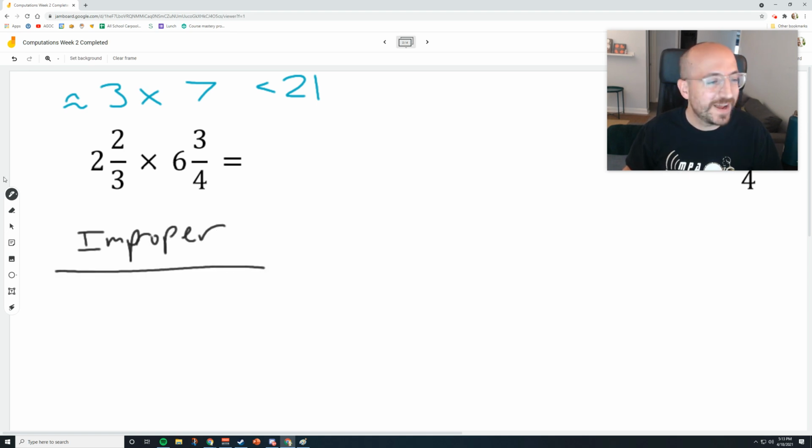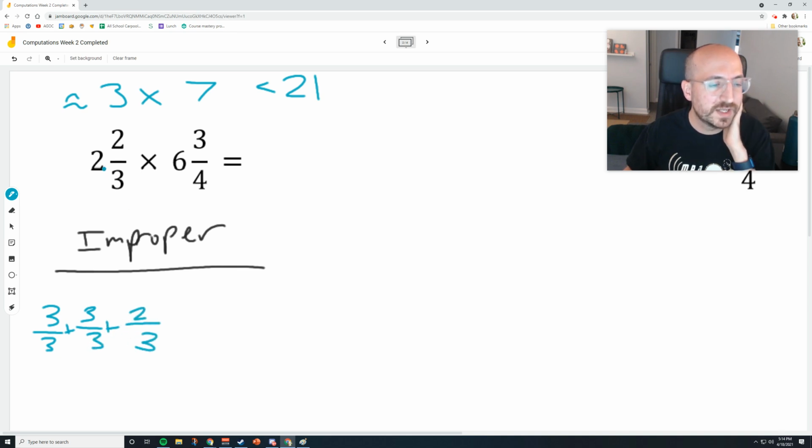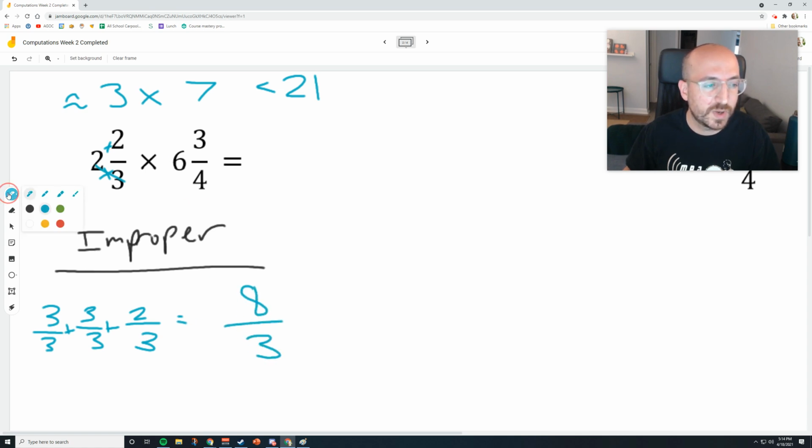And there's going to be some satisfaction coming. All right. 2 wholes of thirds. Well, 1 whole is 3/3, right? 3/3 plus 3/3 plus 2/3. That's what we basically do: 2 times 3, 2 wholes of 3 are 6, plus 2 is 8/3. Let's try it this way.